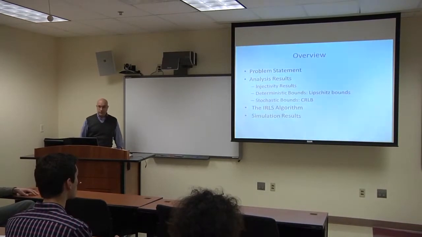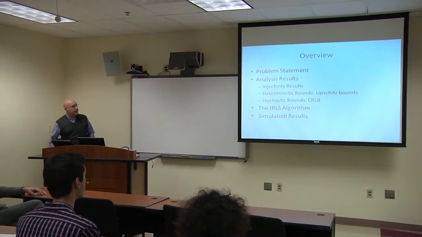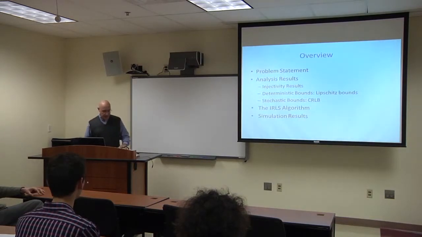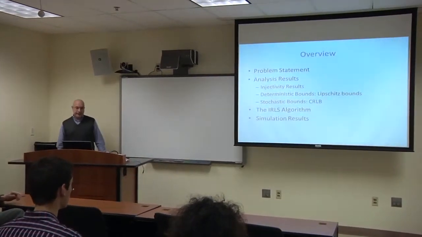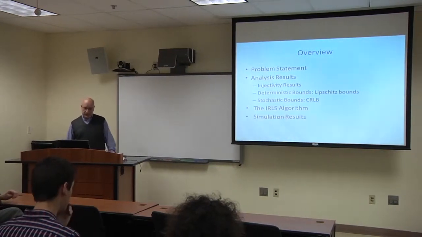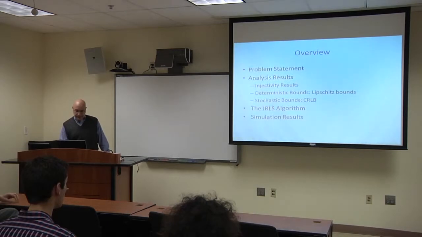Here's an overview. Firstly, I'd like to state the problem I tried to solve and discuss today in its abstract form. And then I'd like to discuss three specific sets of results. One is about injectivity. The second one is about robustness, and those are deterministic and stochastic bounds, Lipschitz and stochastic bounds, the Cramer-Rao lower bound, as you'll see. And the third issue is about algorithms, how to do reconstruction. And I'm going to finish with some simulation results.